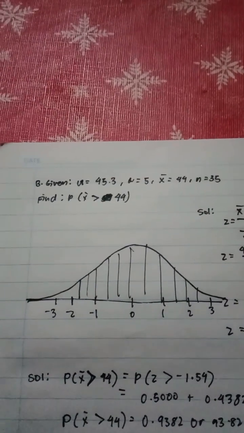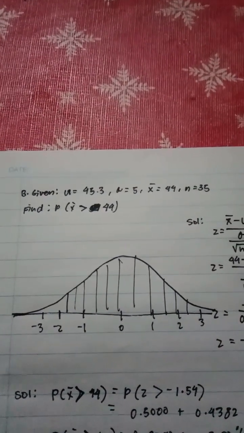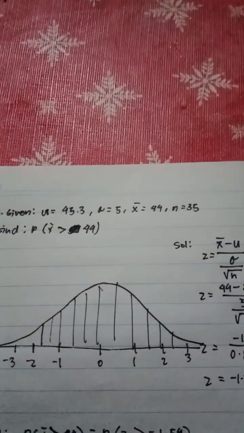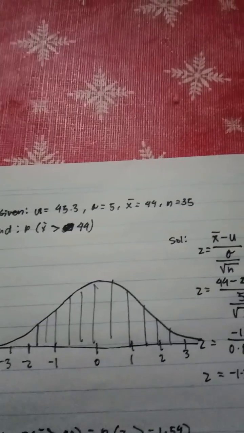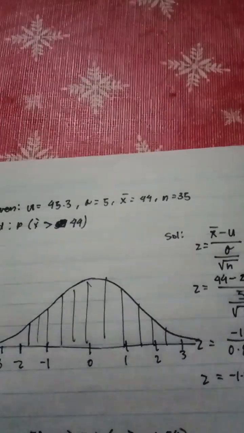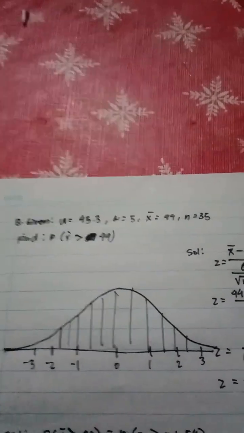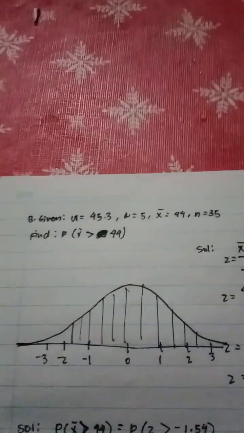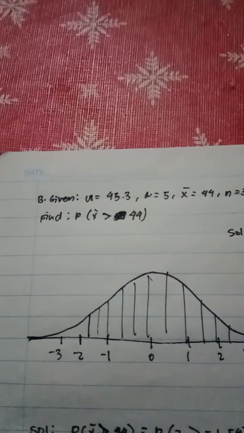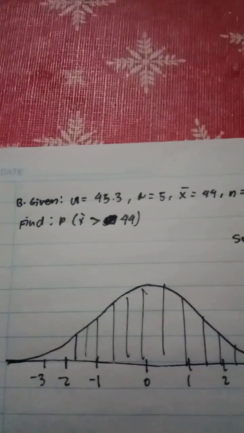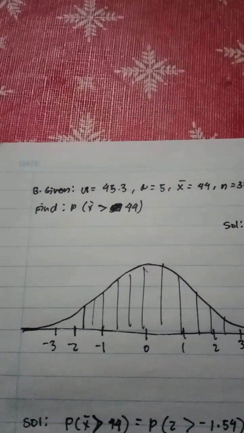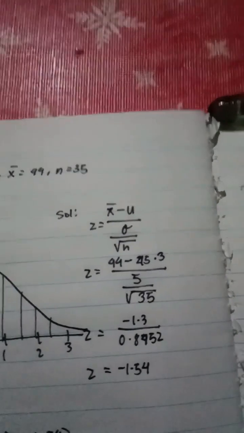So this is going to be our given in the problem: mean 45.3, standard deviation 5, x equals 44, and sample size n equals 35. So first, we're going to find the probability, which is P(x > 44). And so we're going to solve this, and this is going to be our solution.